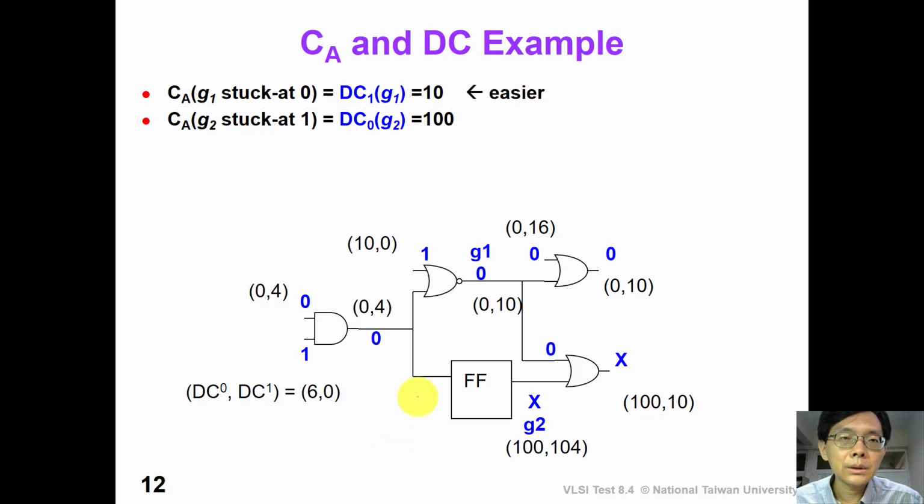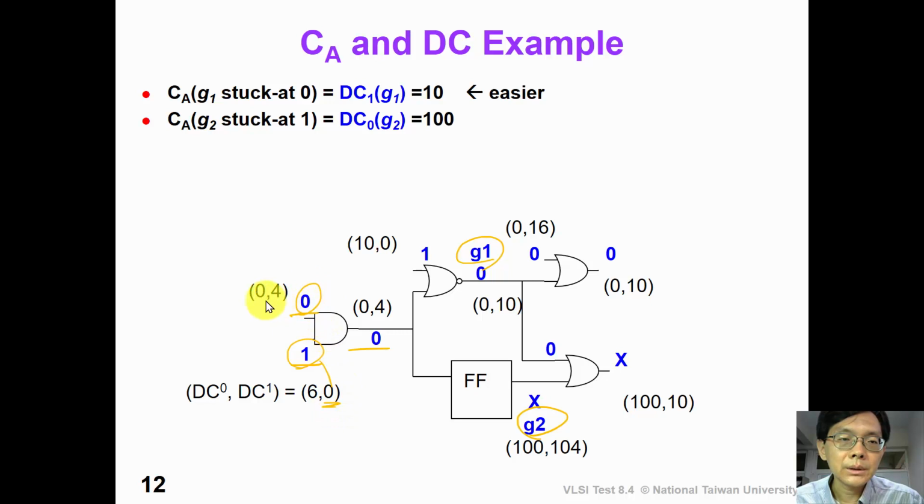Now let's see an example. Given this sequential circuit and the two lines G1 and G2, the blue values show the logic values of this circuit. For this signal, because it is already 1, its DC1 is 0.